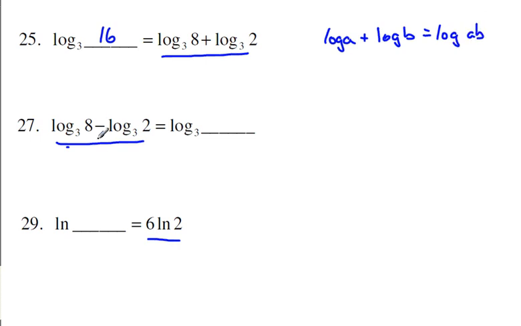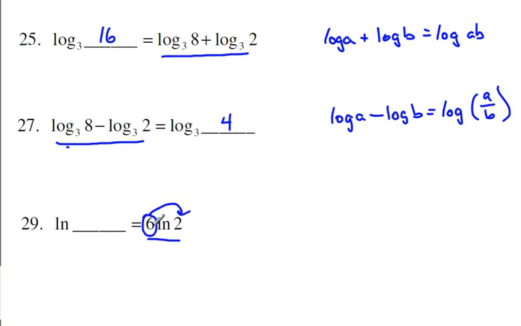In this next one, we're subtracting. So we're going to do 8 divided by 2, which is 4. And this is the one that says that log A minus log B is the same thing as the log of A over B. In this third one, we've got this as the power. And so 2 to the 6th power equals 64. That's what goes right there. And this is the rule that says that k times the log of a is the same thing as the log of a to the k power.